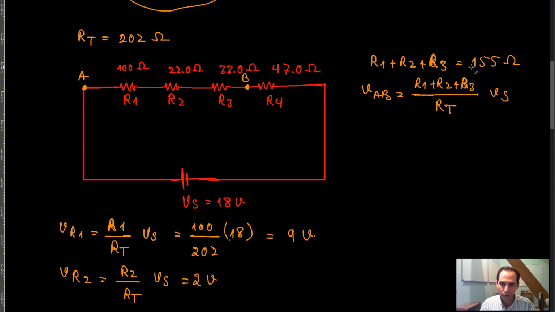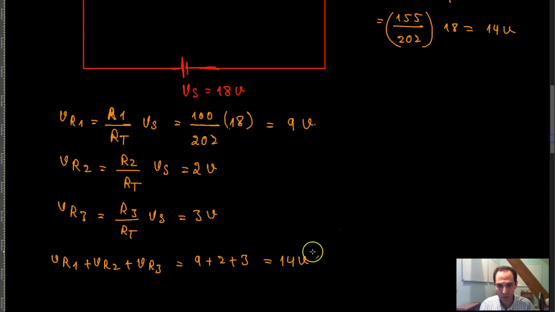So that's 155 divided by 202 times 18 volts. That gives me 13.8 volts. I'm going to call it 14 volts, which is exactly the voltage that we got here. And therefore the voltage is going to be 14 volts, right? So that's another typical problem that you need to be able to solve.